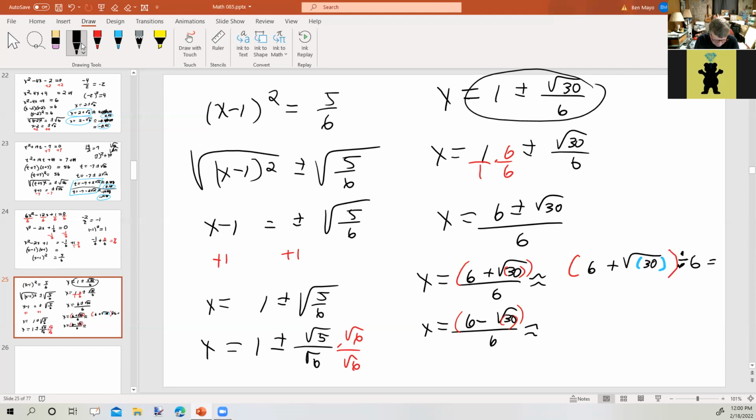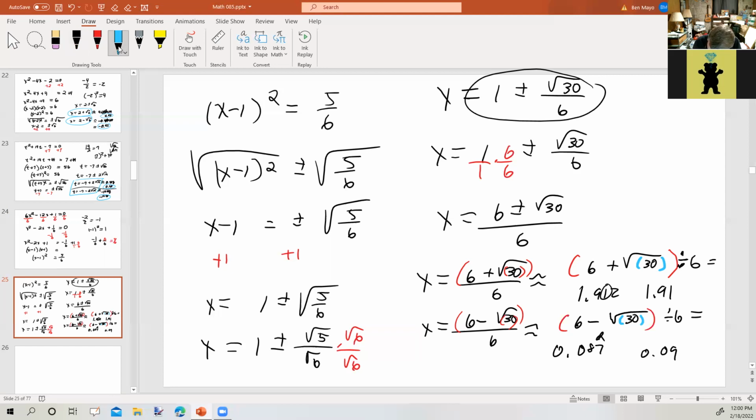Okay. So I've got 30. I close that up, I close up the whole thing divided by 6, and I get 1.912, which the 2 is going to round down, so 1.91. Okay. And then the minus. So on this bottom one, I'm going to have 6 minus the square root of 30. And again, there's going to be a set of parentheses there and a set of parentheses around the whole thing, divided by 6. And I get 0.087. The 7 would round up, so you'd get 0.09. So here are the exact answers, and here are the decimal approximations to the nearest hundredth.